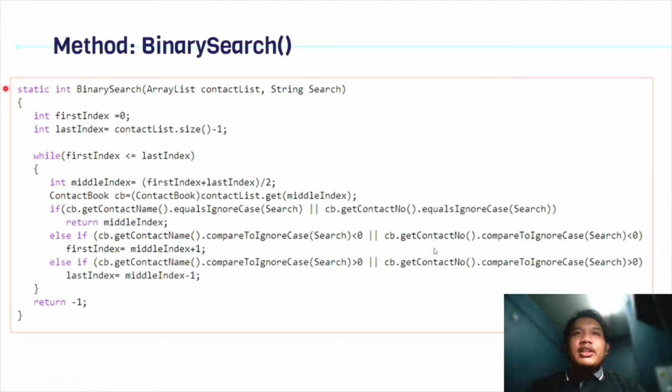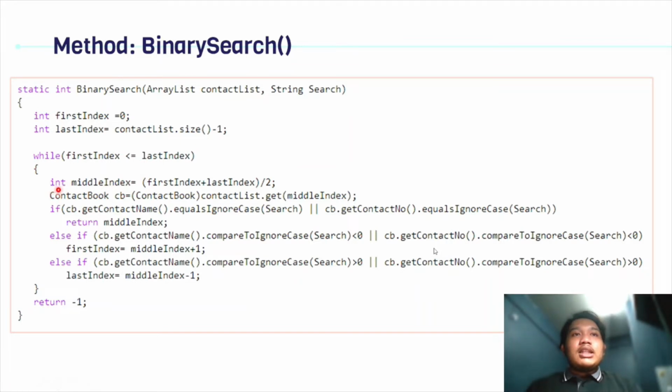So next is the method binary search, which is static integer binary search with the parameters array list, contact list, and the string search, with the return type integer. First, we're going to declare first index and last index as integers, where the first index is 0 and the last index is the array list size minus 1. Then we create a while loop with the condition first index is less than or equal to the last index.